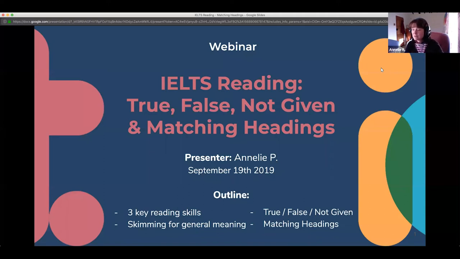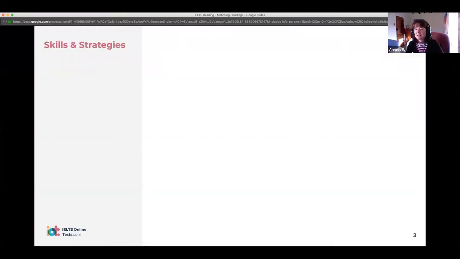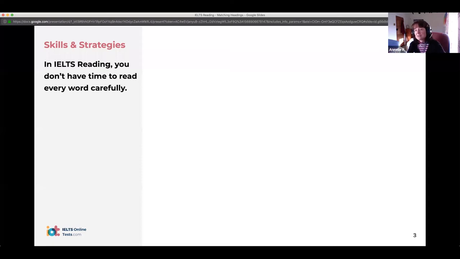Yeah. So we're looking at the reading today, looking at some general strategies, but then we're also going to look specifically at those two areas which tend to cause the most problems, which is the true, false, not given, and the matching headings. Okay. So first of all, let's have a look at some of these skills and strategies that you need to use. So obviously you don't have time, you cannot read all of these passages very carefully. You've got 20 minutes per passage, and actually probably a bit less for the first one. So you really need to employ some good strategies to speed up and to get to that information as quickly as possible and not waste time looking at it.